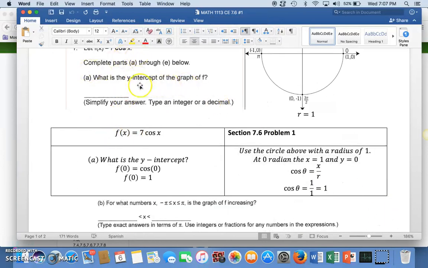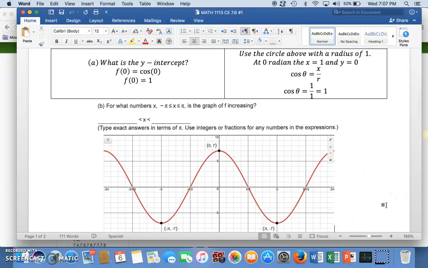But if you're looking for the y-intercept of f of x equals 7 cosine x, the y-intercept happens when x is equal to 0. So the cosine of 0 is 1. Because if you're right here, it would be x over r. X is 1, and the radius of that unit circle right there is 1. So that is kind of what you would be using right there.